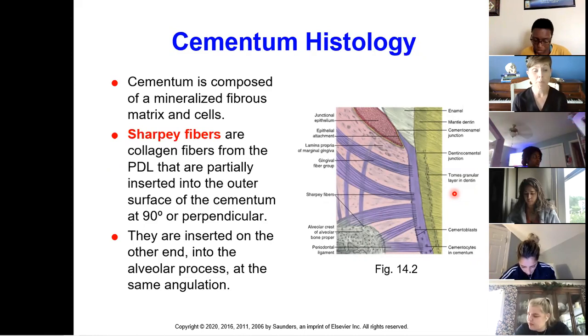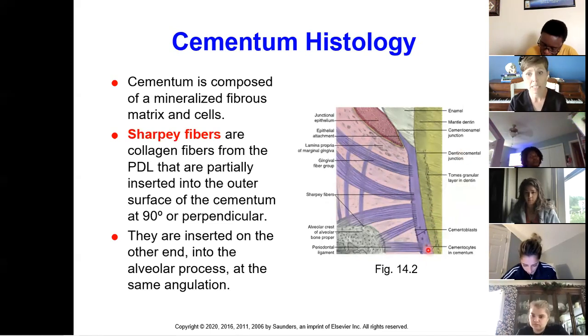The cementum is composed of mineralized fibrous matrix and cells. The Sharpey's fibers, highlight this in your book. Sharpey's fibers are collagen fibers from the periodontal ligament that are partially inserted into the outer surface of the cementum at a 90-degree angle, or perpendicular. So you can see that they have little Sharpey's fibers here.